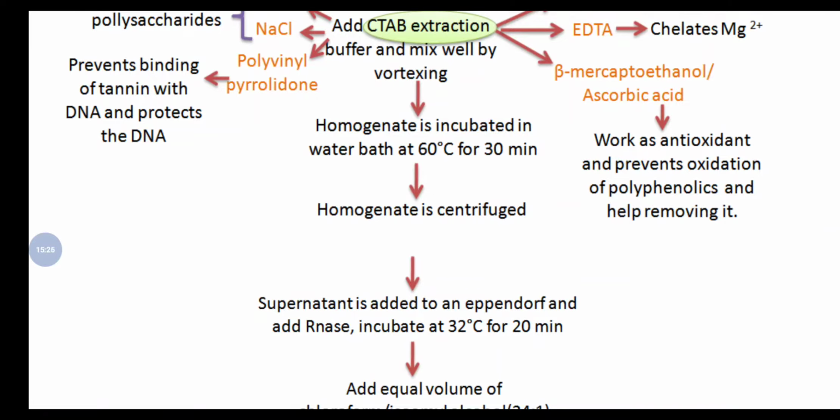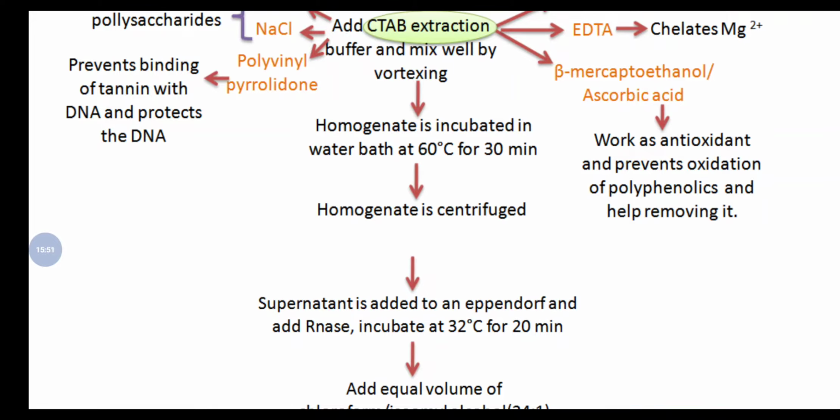So when we add the CTAB extraction buffer to our ground tissues, all these things will be carried out: the degradation of the cell wall, then precipitation of polysaccharides, removal of your polyphenols, right? All these things will be operating during that time.